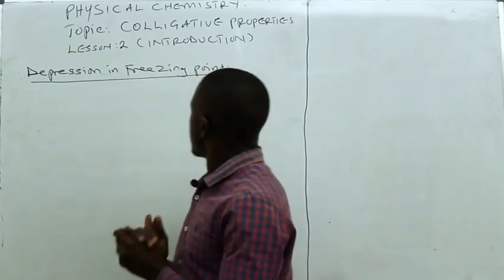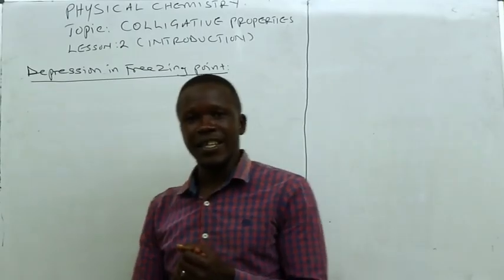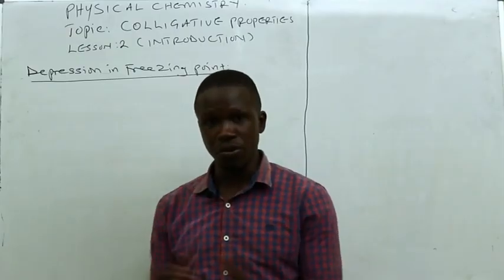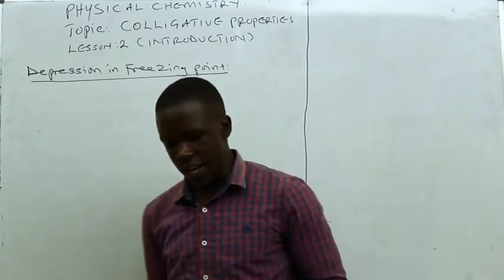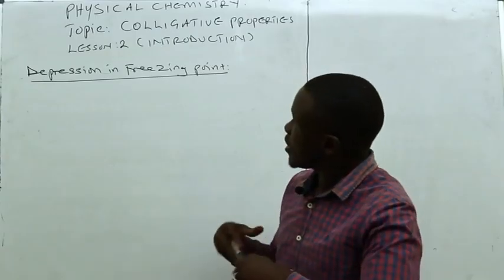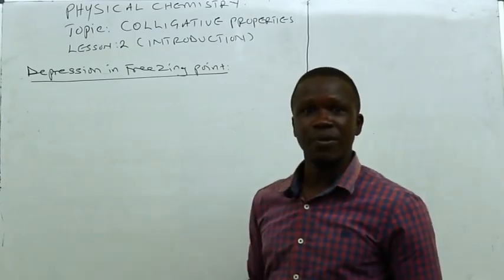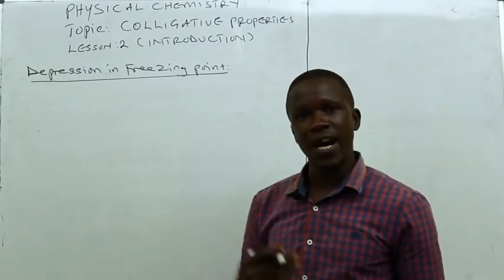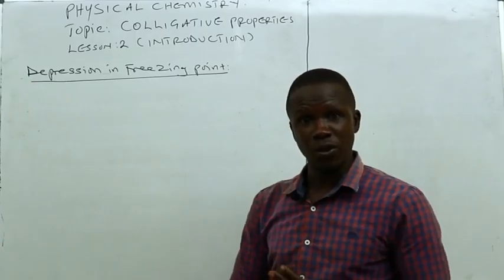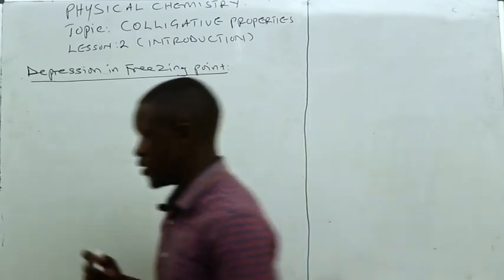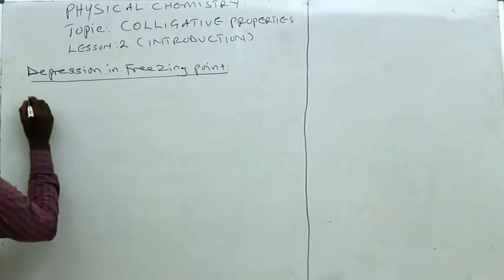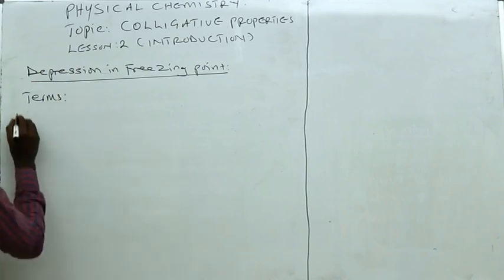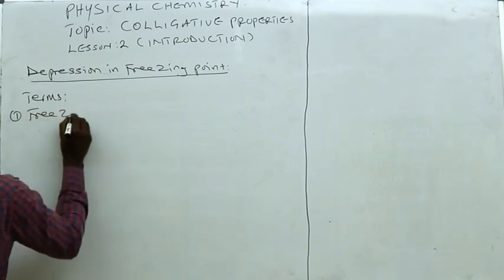Okay, so welcome to lesson 2 of colligative properties. In lesson 1, I had introduced the term depression in freezing point, and I want to build on it this lesson. We said that the freezing point of a substance will decrease once you add a given amount of a solute in a given amount of a solvent. So let's look at the terms that we are going to use here. The first term, of course, that we need to know is freezing point itself.